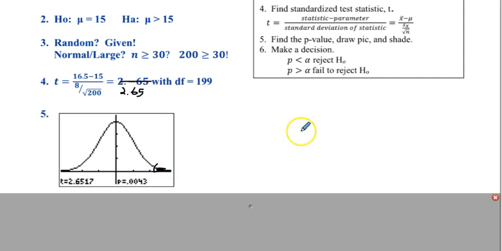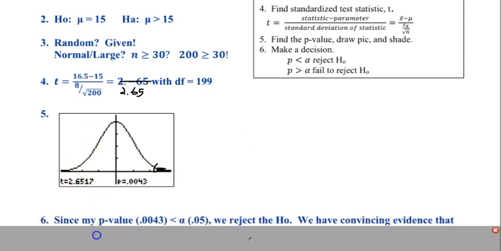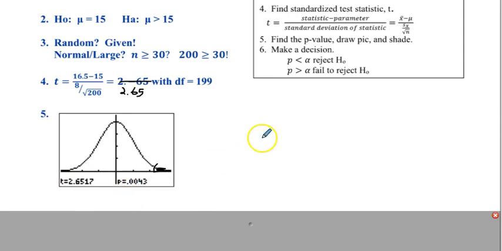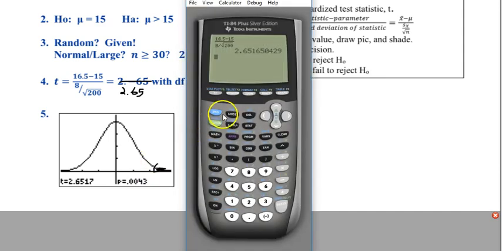All right? Now, our P, which we get right here, but we're going to put in the calculator. So we're going to do our second vars and go to number 6 for tcdf. And we're going to put in 2.65 for our lower, 999 for our upper, and 199 for our degrees of freedom. And there it is, 0.0043.